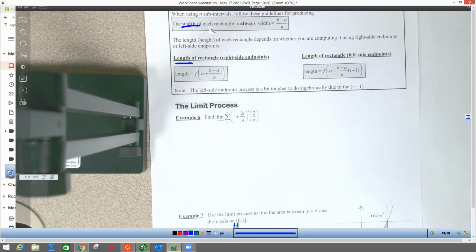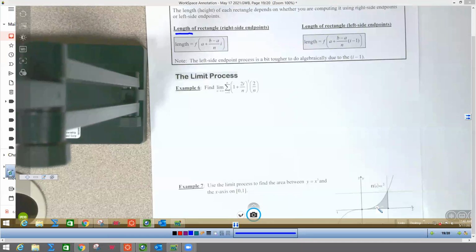So we're going to want to get the width of each rectangle, which we've already said is always going to be b minus a over n, because that's the change in the width of any rectangle, and the b and the a are your intervals. And then the length is going to be the height of each rectangle. So if I came down here to this picture, we've got rectangles where the width down here is b minus a over n, and this thing over here is the height. This is the height or the length, which are these two things.